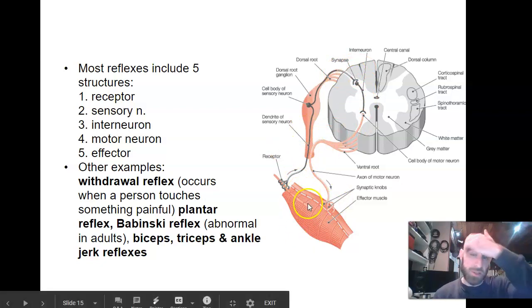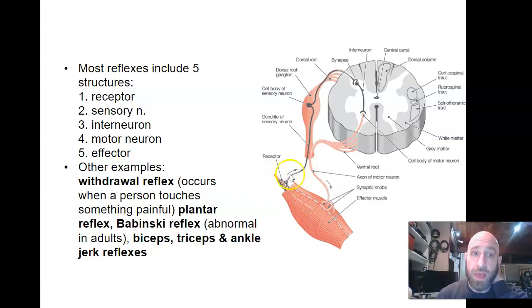So we have a muscle here. We have our receptor, which is going to be in the tendon of the muscle. So that's going to send information through the sensory neuron to the gray matter, and then that's going to synapse with an interneuron. Now, these interneurons sometimes make a decision. There's going to be inhibitory and excitatory. So depending on the type of information coming in, this may inhibit or excite a motor neuron. And that is what determines whether or not that muscle is going to contract.